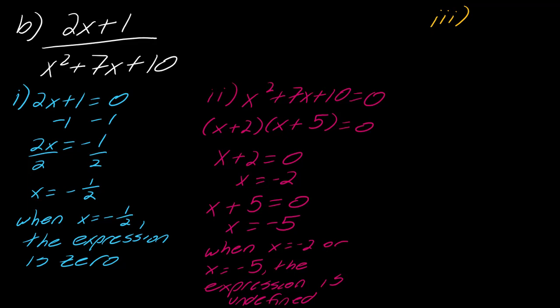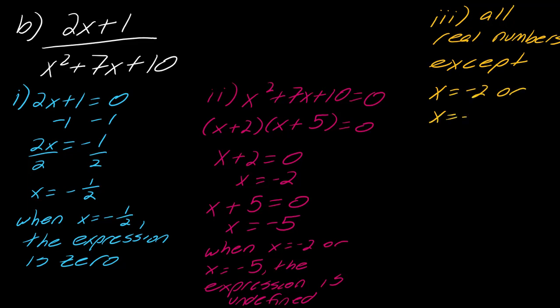So the domain, in plain words, is all real numbers. What that means, all real numbers, is really any number that we can plug in. Any number I can plug in except x equals -2 or x equals -5. So those are the two numbers that we want to exclude. What I'm saying here is the domain is anything I want as long as it's not -2 or -5. At those two values, I know that this expression will be undefined.